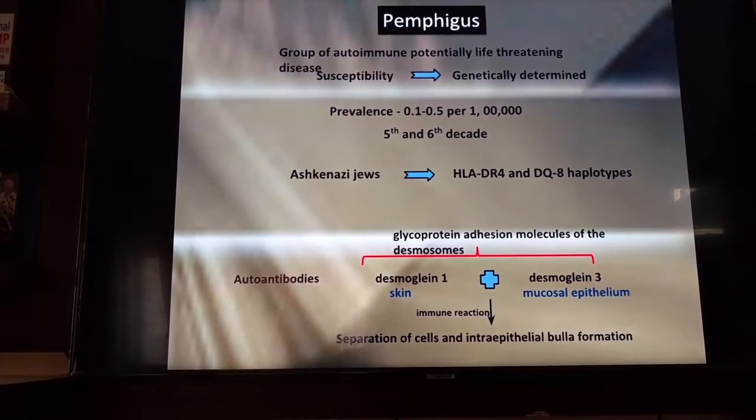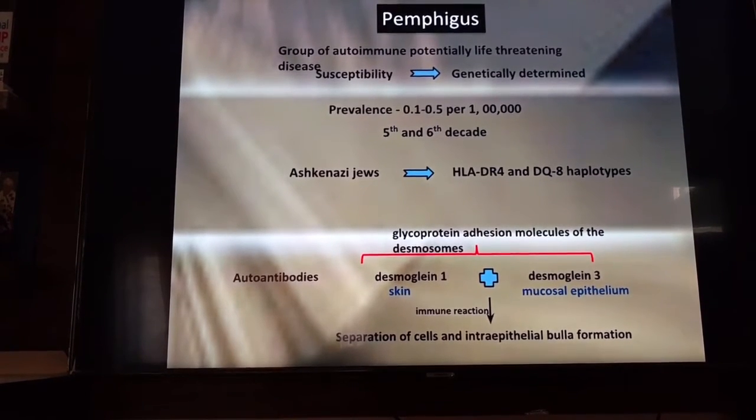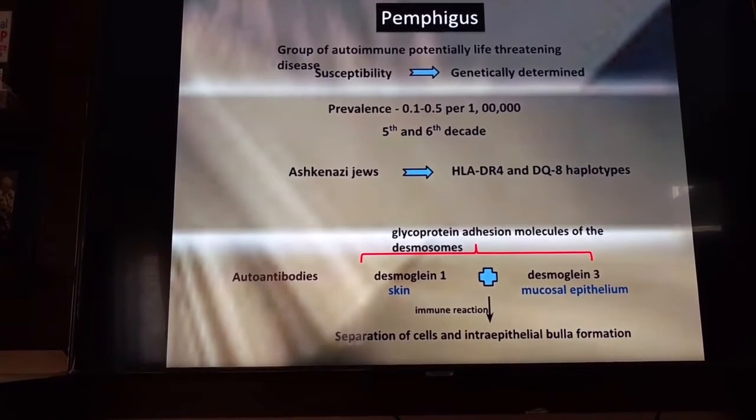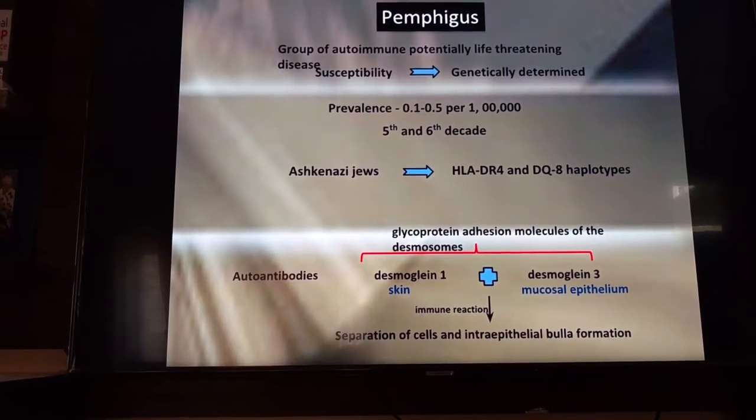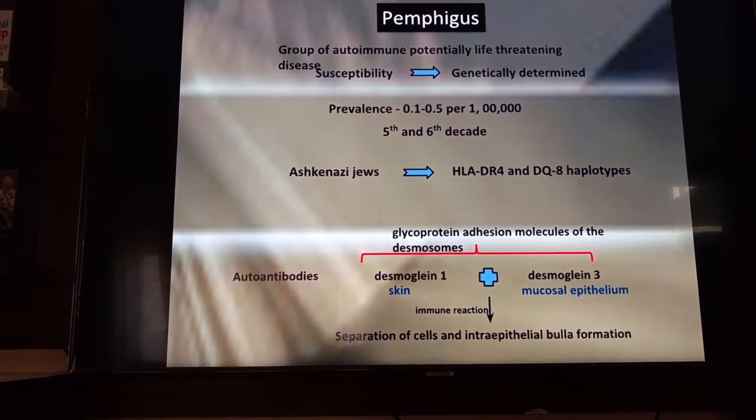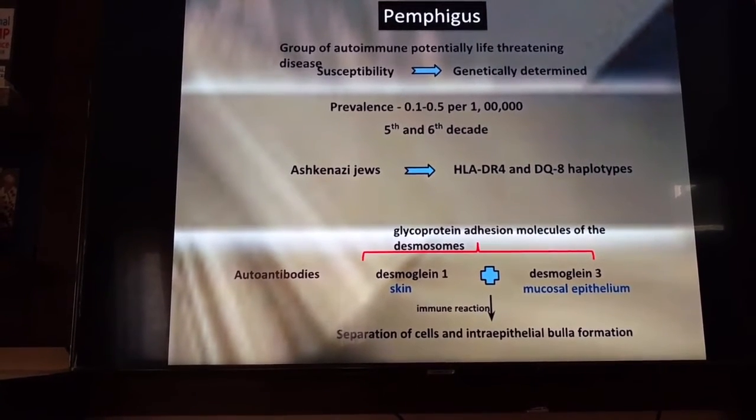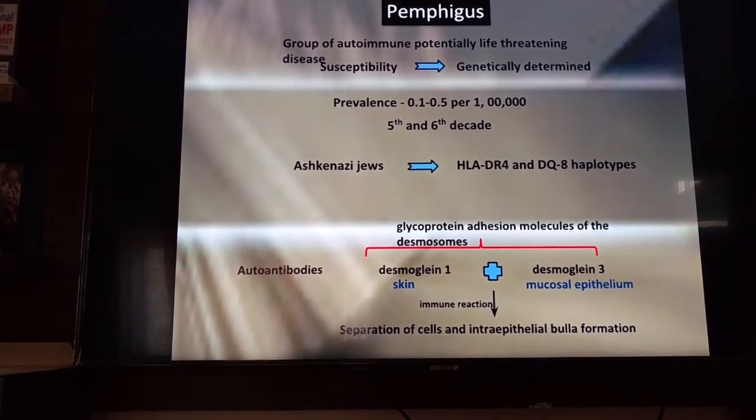It could be the neck, the cheeks, even the hands or the feet; anywhere in the body it can manifest. There are 4 variants of pemphigus: pemphigus vulgaris, pemphigus foliaceus, pemphigus vegetans, and pemphigus erythematosus.